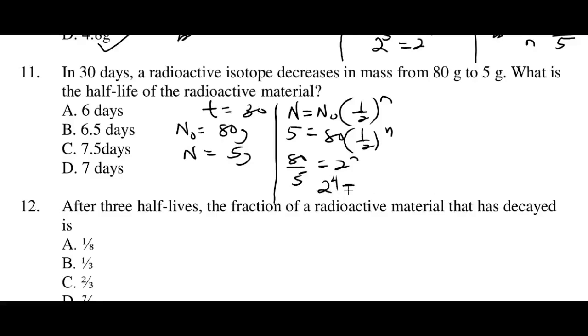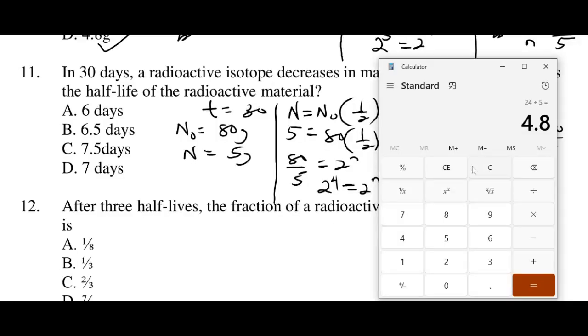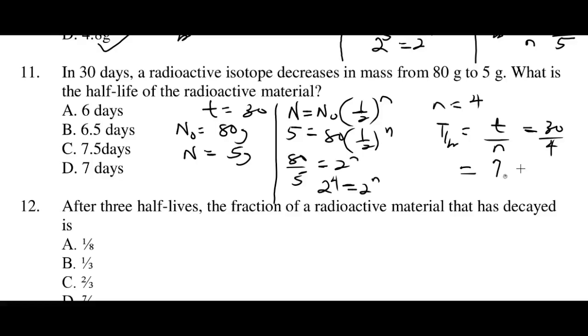So that would be 2 raised to the power 4 equals 2 raised to the power n, so n equals 4. So we have to find the half-life, and half-life will be t over n, and that will be 30 divided by 4. Our half-life is 7.5. 30 divided by 4, that's 7.5, and that makes option C the correct answer.